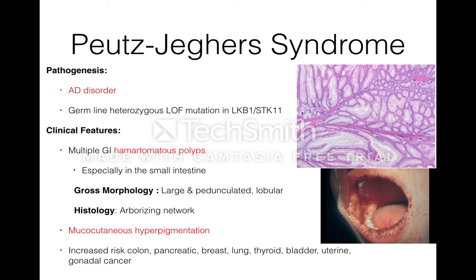Peutz-Jeghers syndrome results from autosomal dominant germline heterozygous loss of function mutations in LKB1 or STK11. Clinically, patients present with multiple GI hamartomatous polyps, especially in the small intestine. On gross evaluation, the polyps are large and pedunculated. On histology, they form this characteristic arborizing network that you can see here. Patients also have characteristic hyperpigmentation of the mouth. There is an increased risk of colon, pancreas, breast, lung, gonadal, and uterine cancers in Peutz-Jeghers syndrome.